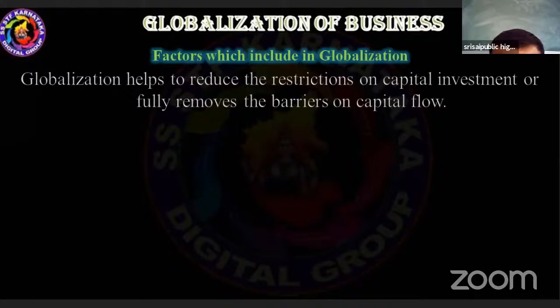Globalization helps to reduce the restrictions on capital investment or fully removes the barriers on capital flow. Another important factor in globalization is that it helps to reduce or remove all the restrictions or barriers which are on the way of investment from abroad.